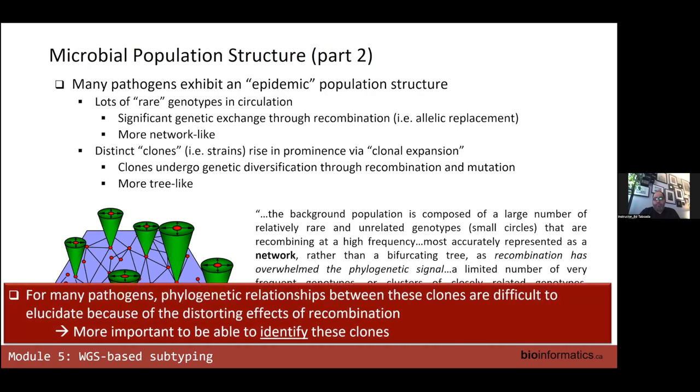So for many pathogens, this type of population structure makes it really difficult to figure out lineage to lineage phylogenetic relationships. The only parts of the population structure where you can do proper phylogenetic analysis are these tornadoes, or cones, or whatever. So in the context of typing, it becomes more important to be able to identify these clones so that we can then do more proper analysis within them. And the phylogenies between the different sublineages are something for another day or for more research purposes.